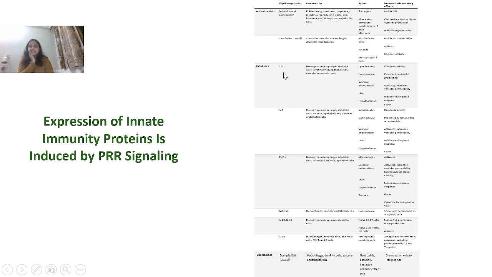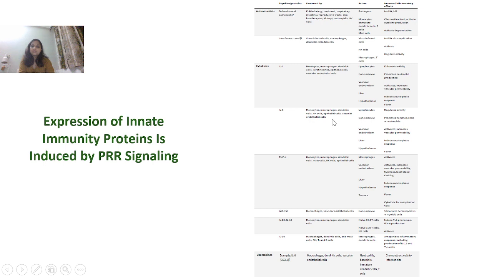Then different kinds of cytokines are released like IL-1, IL-6, TNF alpha, GM-CSF, IL-12, IL-18, IL-10. So mainly IL-1 is secreted by monocytes, macrophages, dendritic cells, keratinocytes, epithelial cells, vascular endothelial cells, and they act on lymphocytes, bone marrow, vascular endothelium, liver, hypothalamus. They enhance the activity of lymphocytes, promote neutrophil production, increase vascular permeability, induce acute phase response, and can also cause fever.